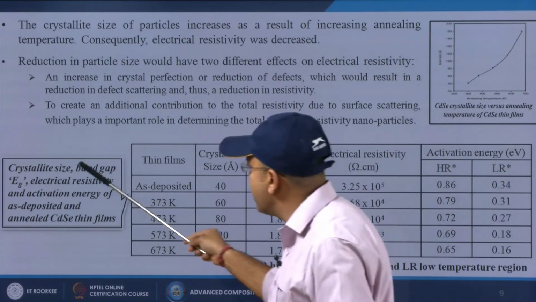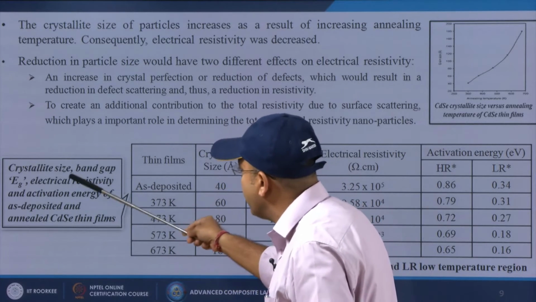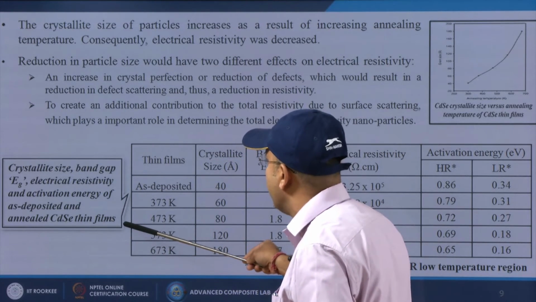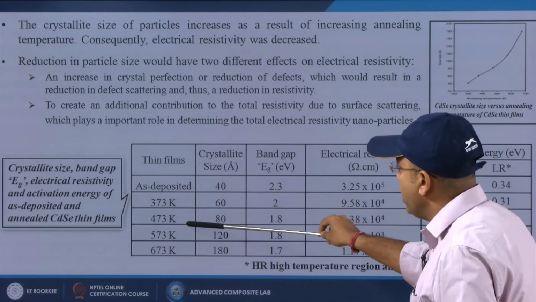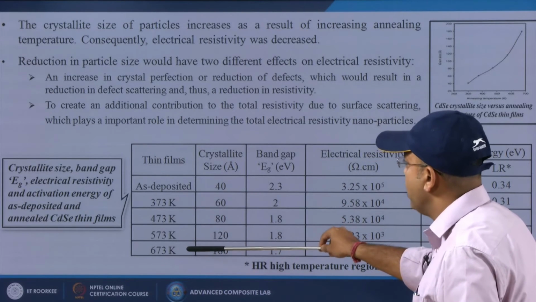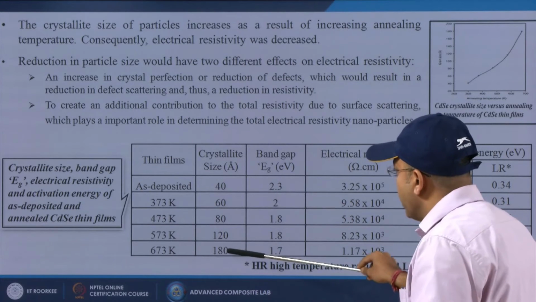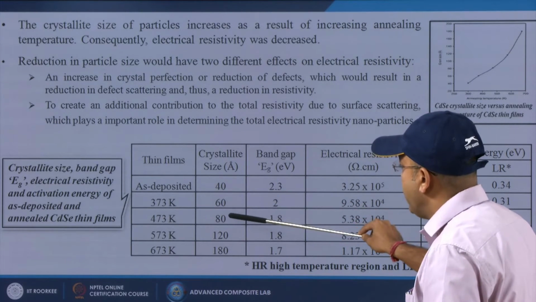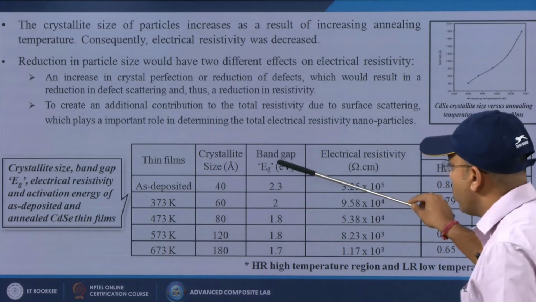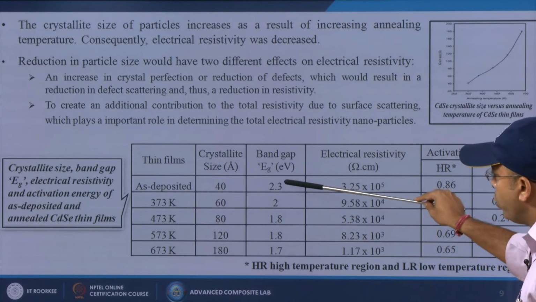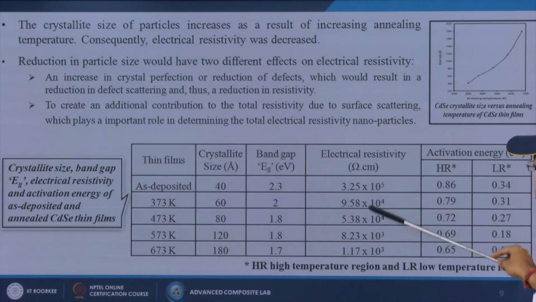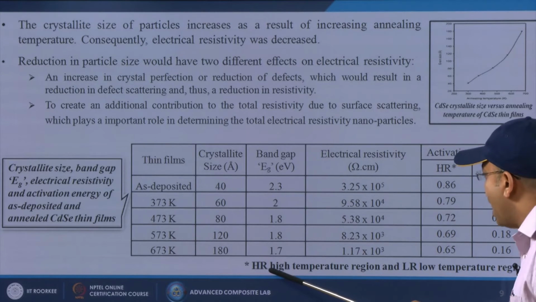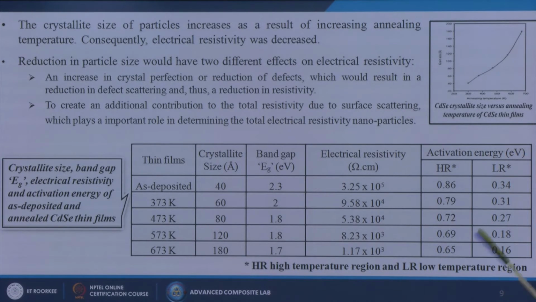So, here are the crystallite size, band gap, electrical resistivity and activation energy of as-deposited and annealed CdSe thin films. Here the thin films are as deposited: 373 Kelvin, 473 Kelvin, 573 Kelvin, 673 Kelvin. Crystallite size is increasing, from 40 angstrom to 60 angstrom to 80 to 120 to 180. Band gap is decreasing, starting from 2.3 to 2, then 1.8, 1.8, then 1.7. Electrical resistivity is also changing and activation energy is also decreasing. Here HR is the higher temperature region and LR is the low temperature region.